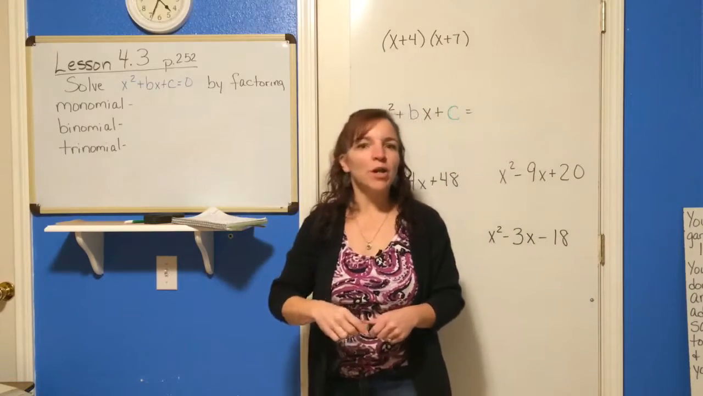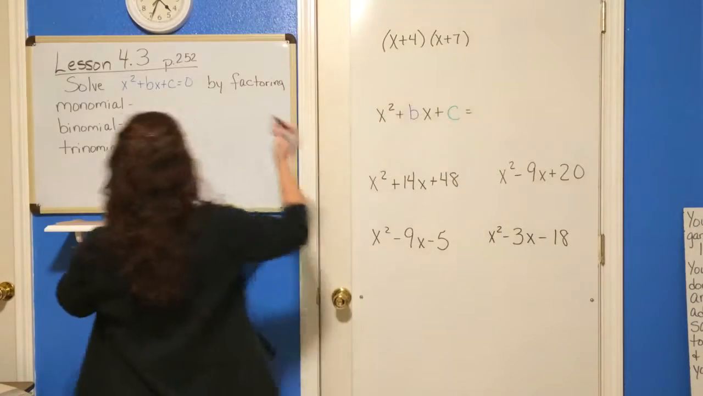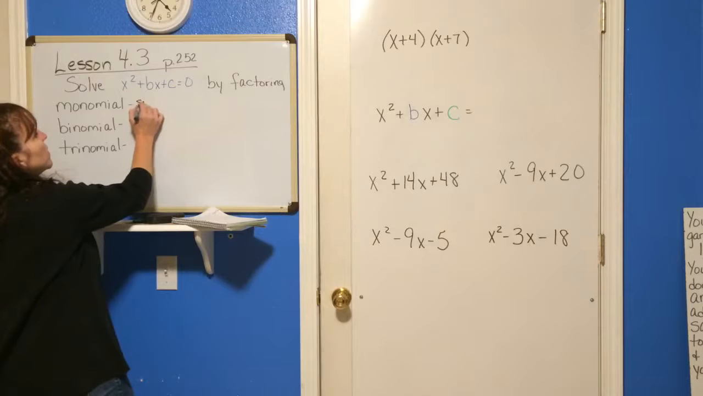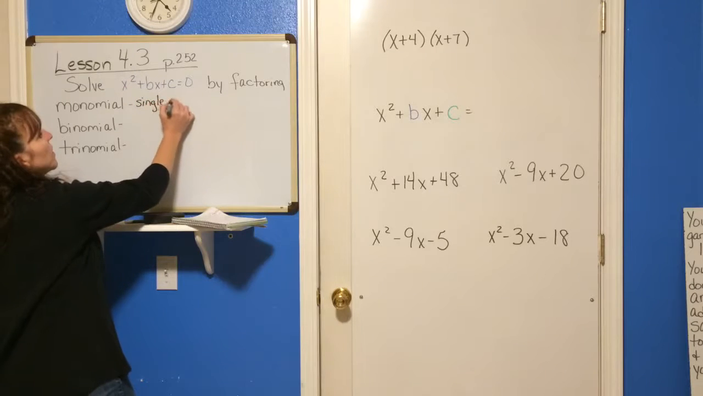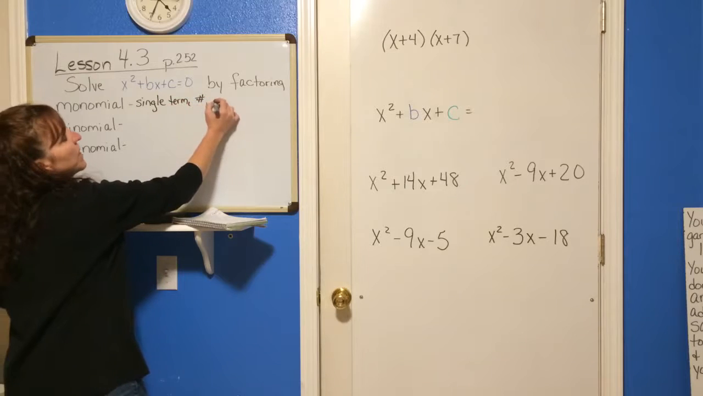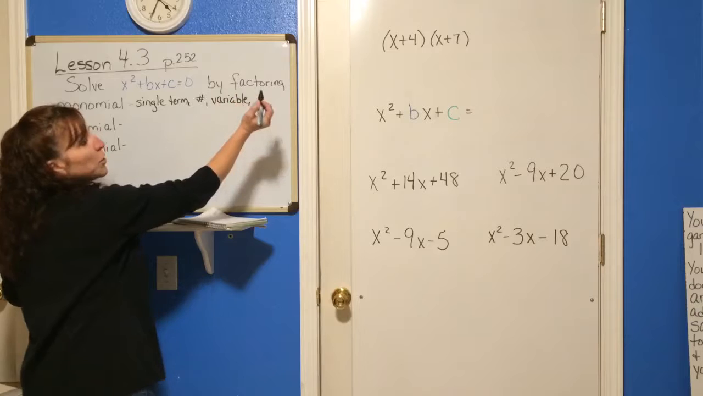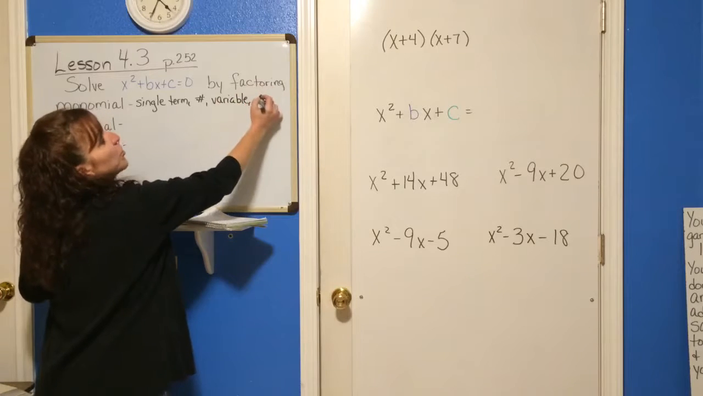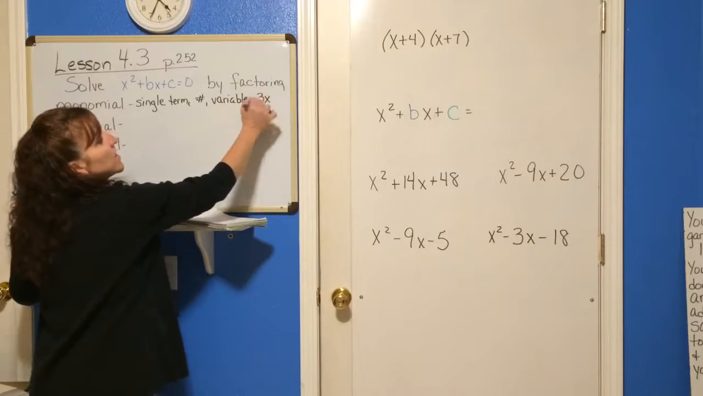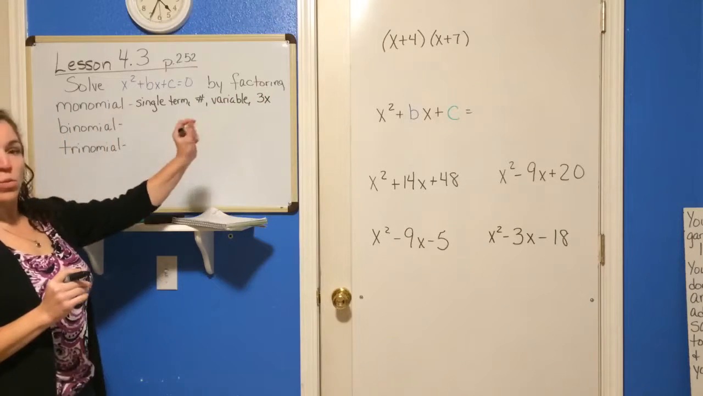A monomial means one, so a monomial is going to be a single term. That could be just a number, it could be a variable, or it could be a number multiplied by a variable, like 3x. So a number and a variable multiplied together. So that would be a monomial, or one term.